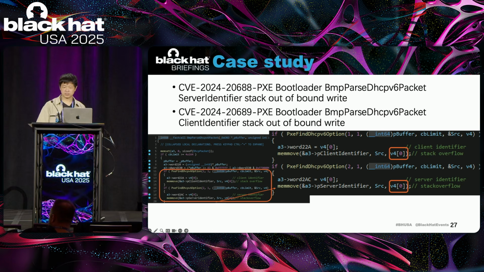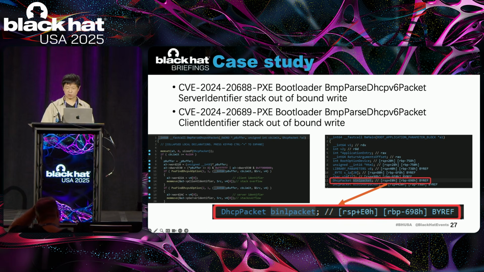Now we are going to see the real vulnerabilities in the bootloader, starting from a simple stack overflow in the PXE bootloader. The root cause of these two vulnerabilities is that the function failed to detect that the client-server identifier length is too large, while the destination array is only 16 bytes long. It then overwrites the variable on the stack of the parent function. So this is a very simple case, very old school style, yet it has been present in the bootloader for a very long time.